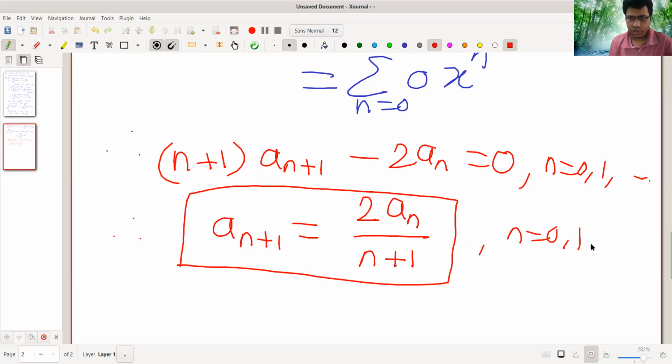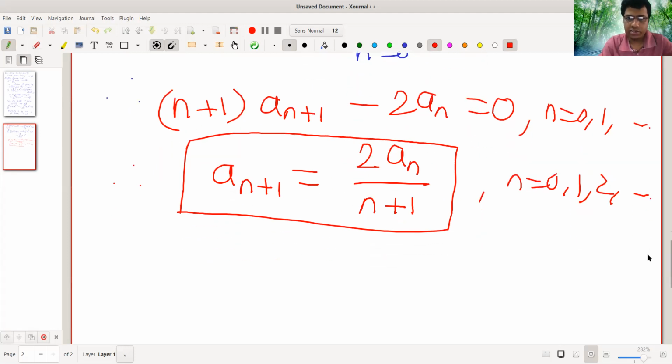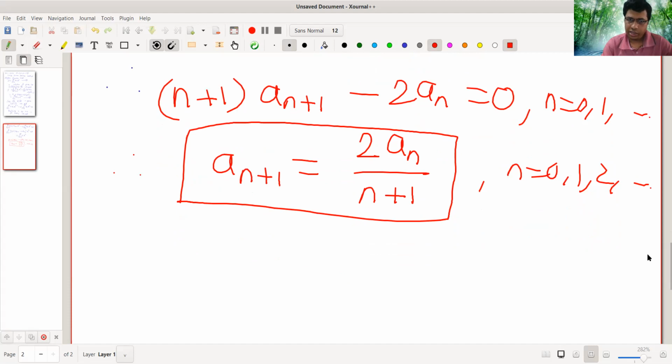n is 0, 1, 2 and so on. Now we try to get the expression for an. This is a recurrence relation. To find a10, we need the value of a9. So instead we try to find the expression of an in terms of n only.